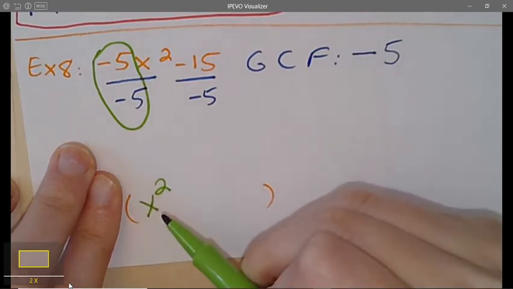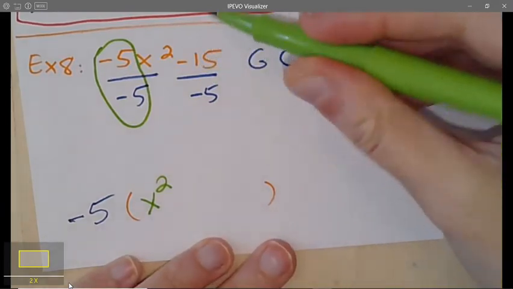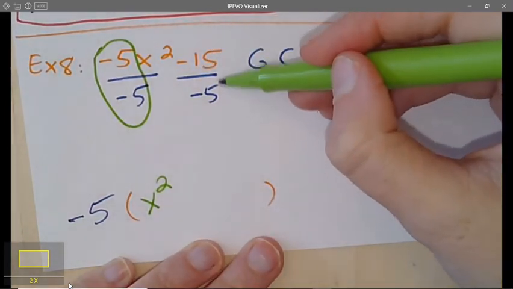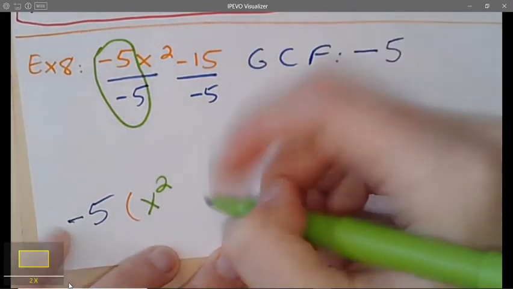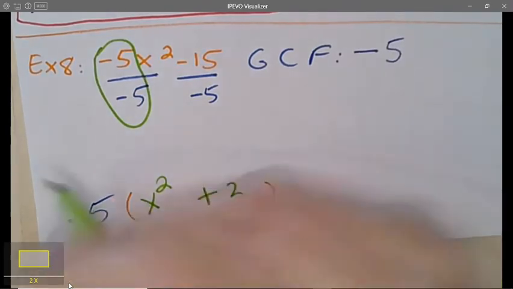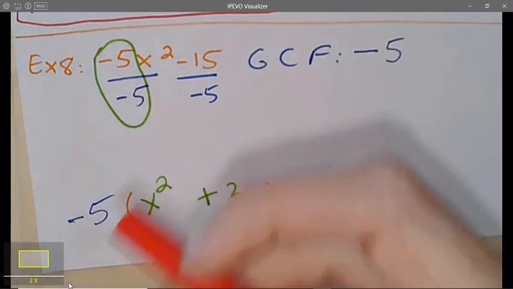Positive. Watch it. And then my next one, negative 15 divided by a negative 5, well, that will be a positive 3. And that's all, folks. That's it.